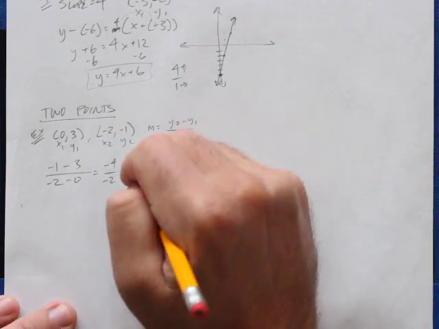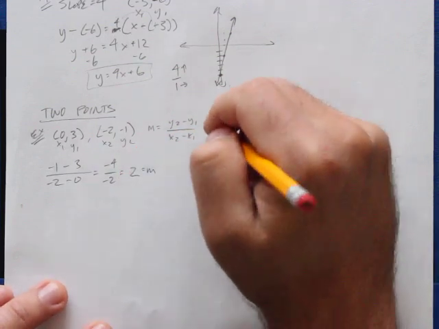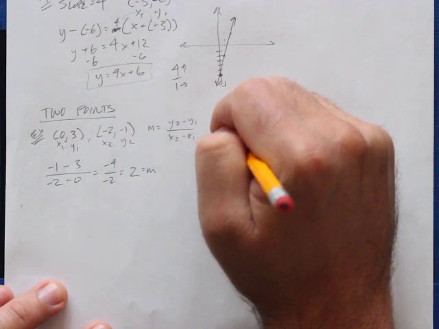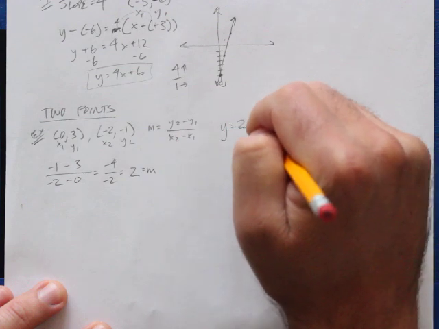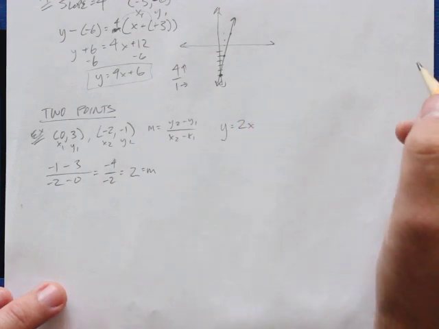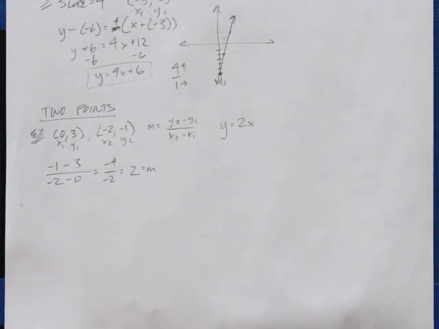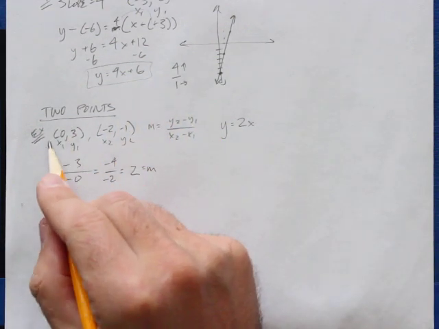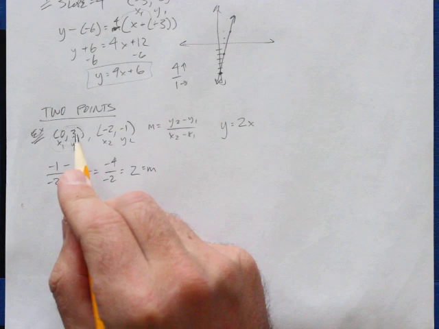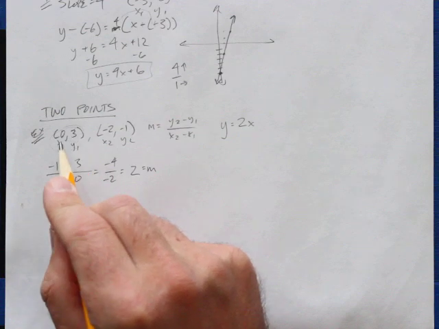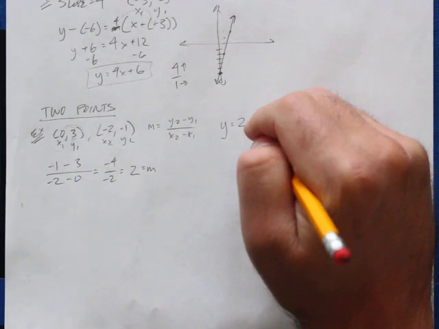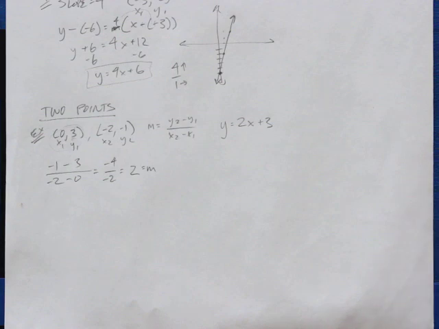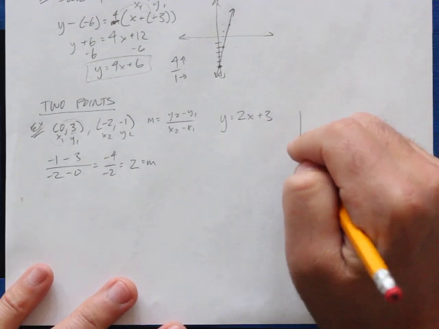So that's my slope. So if I start writing my equation, y equals 2x plus b. I don't know what b is yet, but I can plug it in. Oh, I do know what b is. Look, they gave it to us here. When x is 0, y is 3. So that means I know that my y-intercept is positive 3. That was nice of them. All right, let's graph this thing.